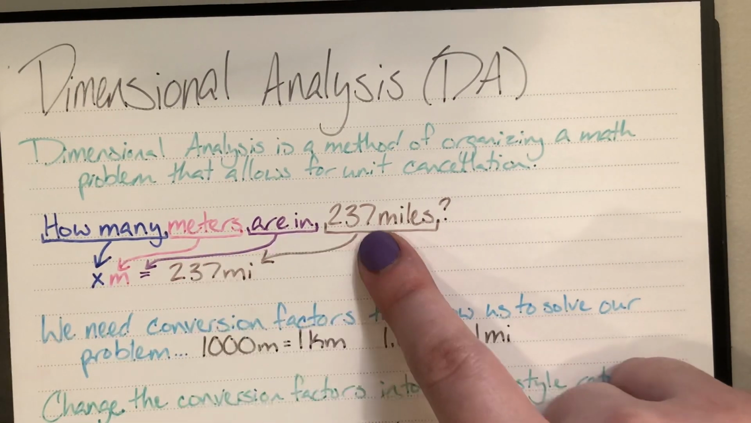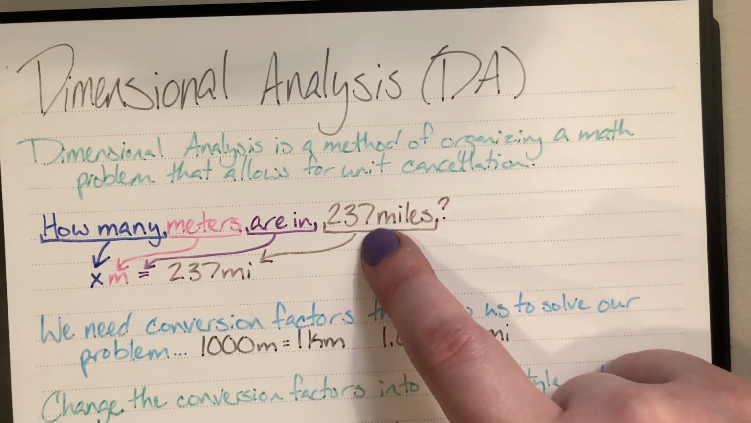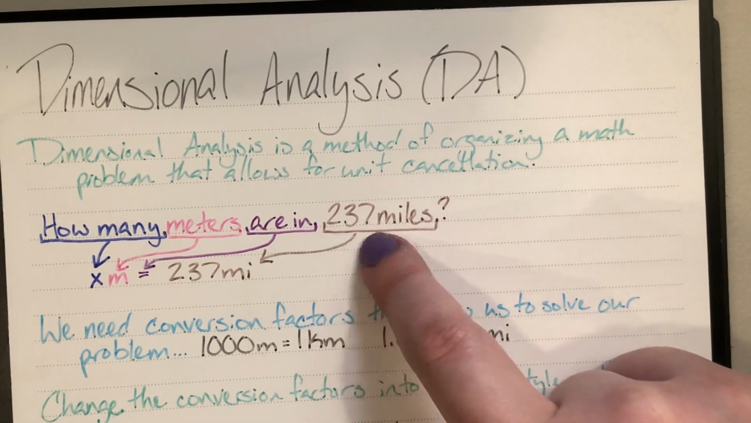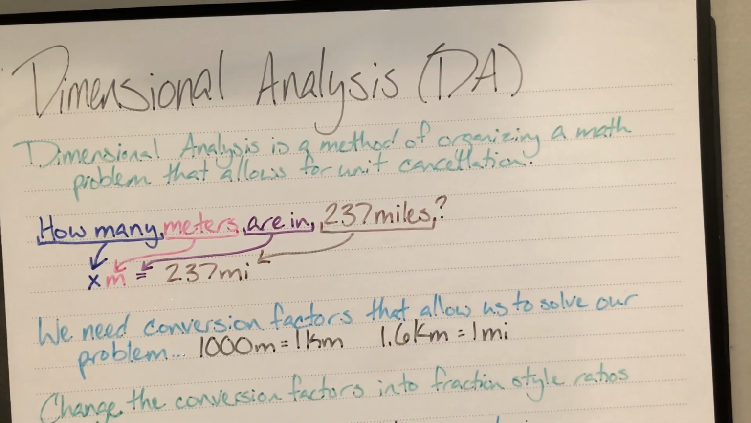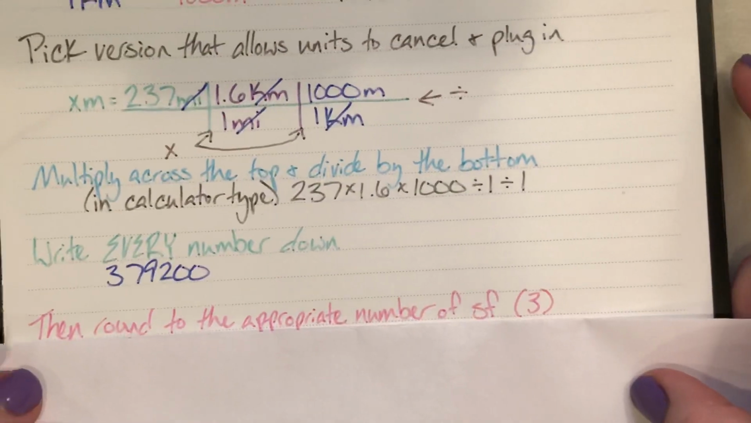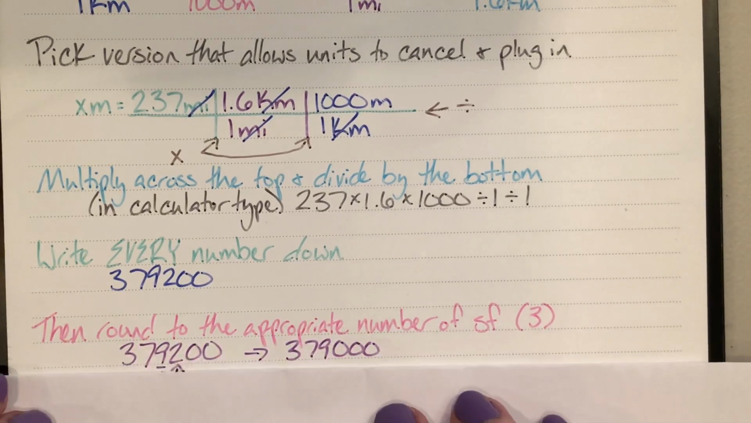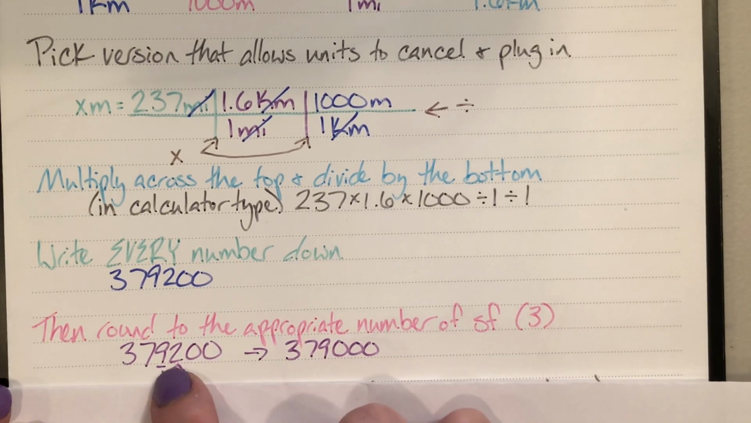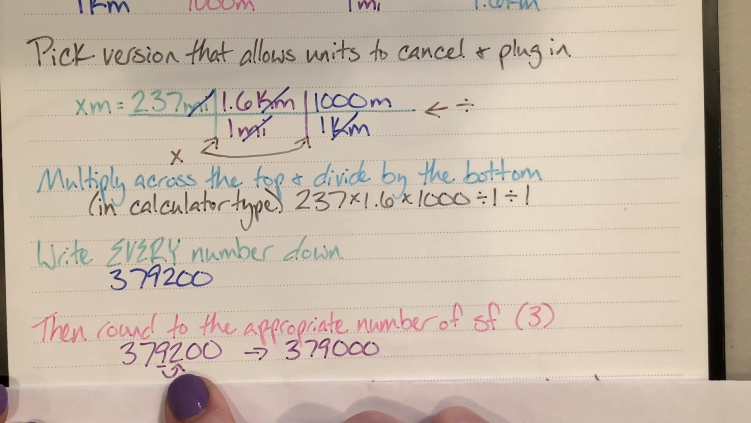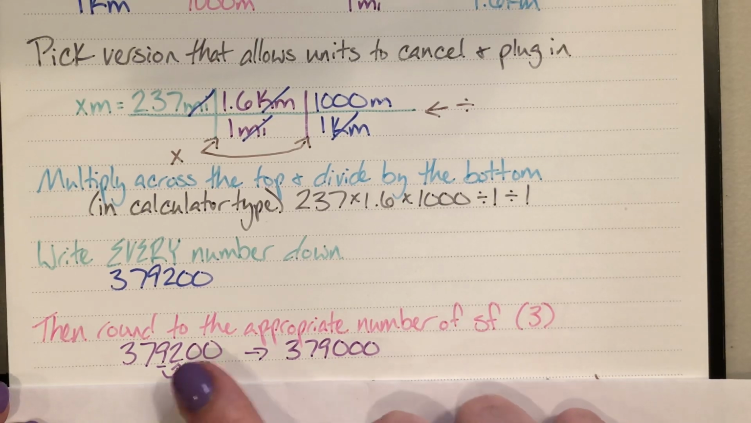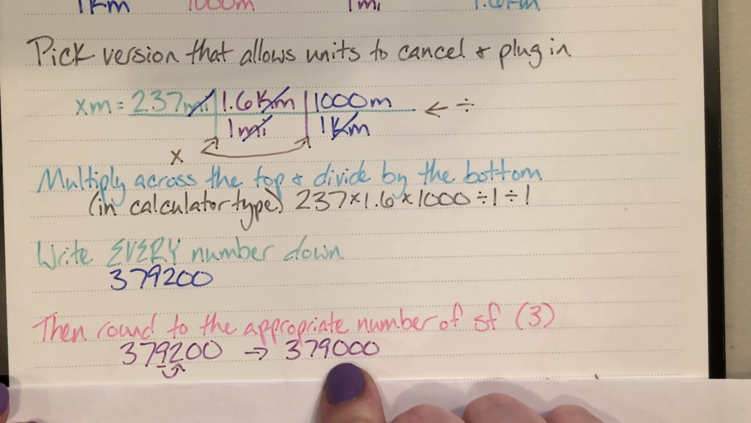The only number in this entire problem was 237. 237 is all non-zeros, and that means that they are all significant. So 237 has 3 sig figs, which is how I knew that I would be rounding my number to 3 significant figures. So 3 significant figures, 1, 2, 3. That 9 is the last number that I care about. I'll look over to see if I need to round that 9 up. That 2 does not make me round up, which means that I will just drop it, but I will leave a 0 in its place as a placeholder so that it maintains value.